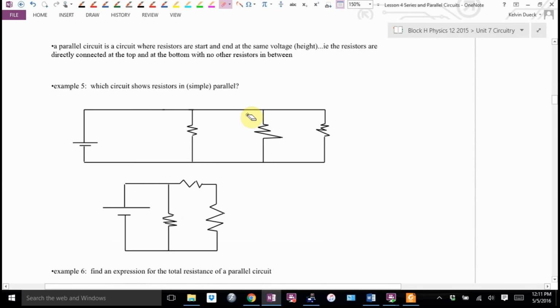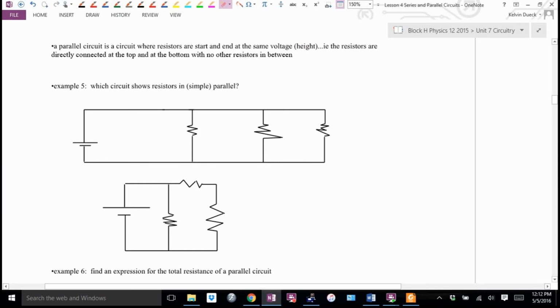A parallel circuit, turn the page, is a circuit where the current splits up and then rejoins together, where resistors are starting and ending. I keep forgetting to change that. It's been 9 years now. Starting and ending at the same voltage, same height on the ski mountain.